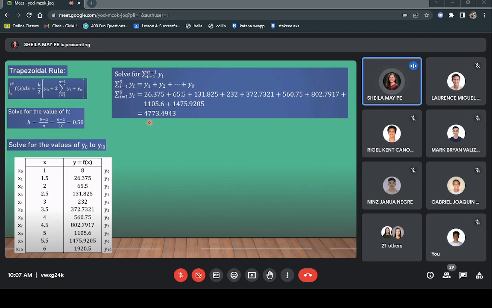That is only the summation here, okay? Copy, class. Here, it becomes the summation of our y1 to y9, from i equals 1 to 9. Or you can also remove it.